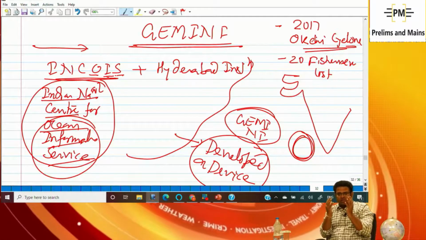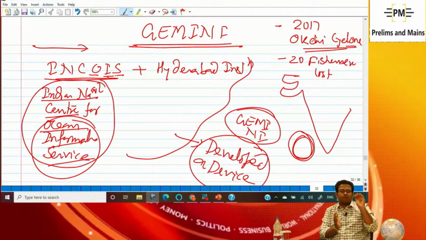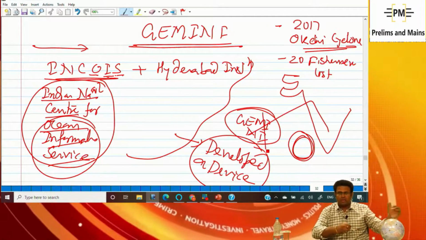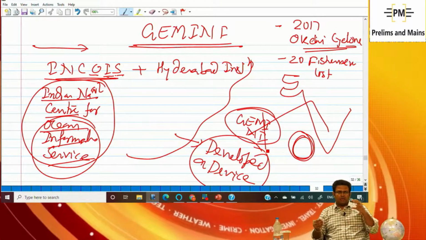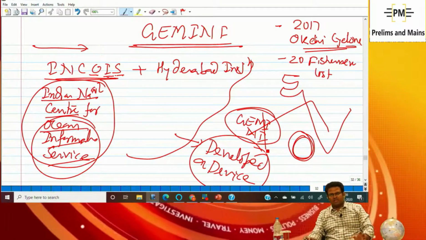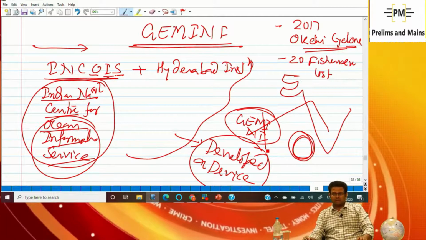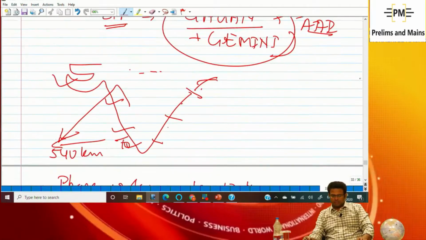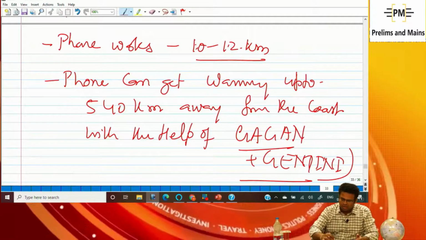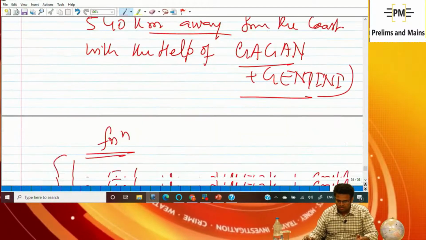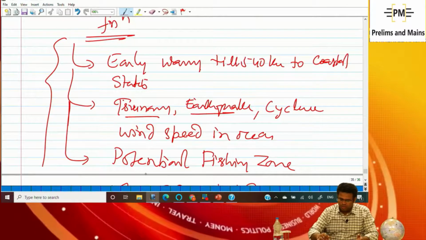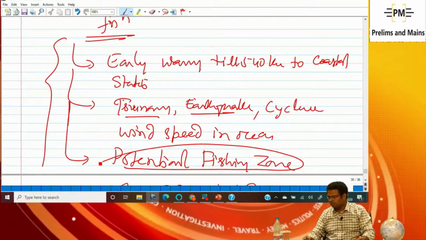So there should be a better device that can perform very well. It gives information up to 540 kilometers, and about cyclone aspects, wind speed and the tsunami. So who is giving the idea? Gemini, but with the help of Gagan. The 540 phone works within 10 to 12 kilometers, but it can give the warning up to a higher range. This is the most important. And early warning, even in a tsunami, it will give the fishermen a picture of the potential fishing zone.